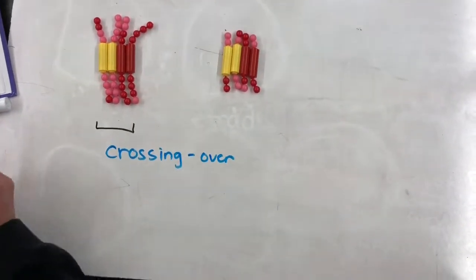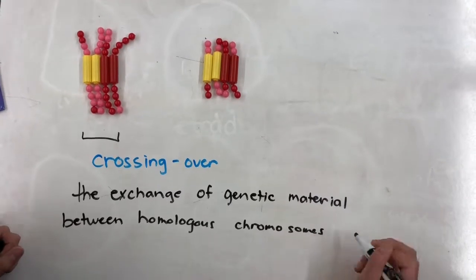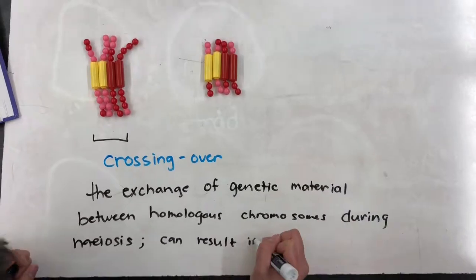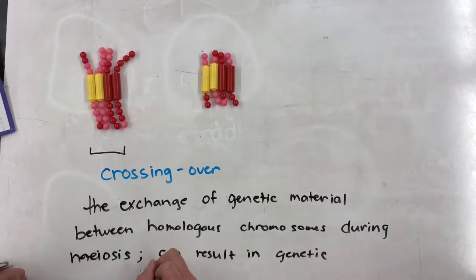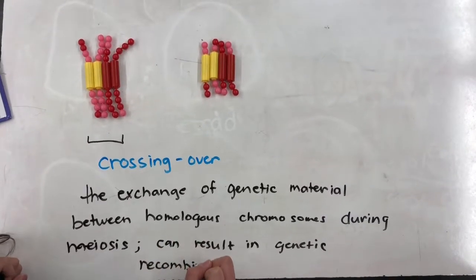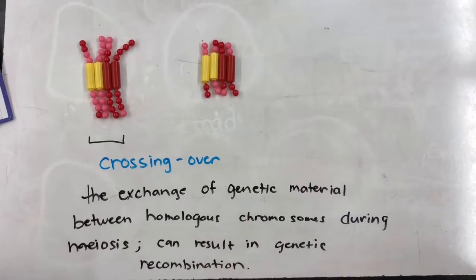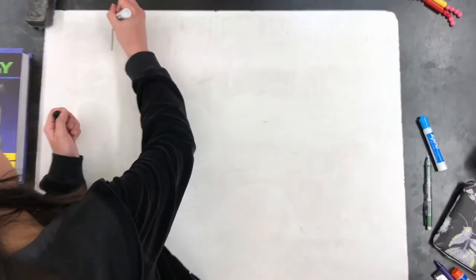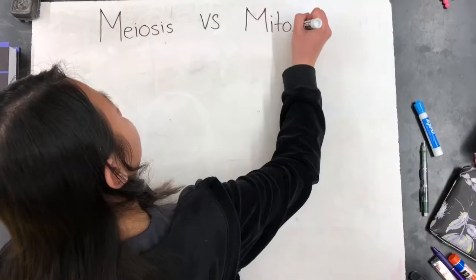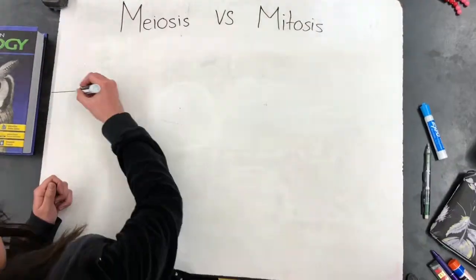The textbook definition of crossing over is the exchange of genetic material between homologous chromosomes during meiosis. It can result in genetic recombination. Now let's compare and contrast meiosis and mitosis.